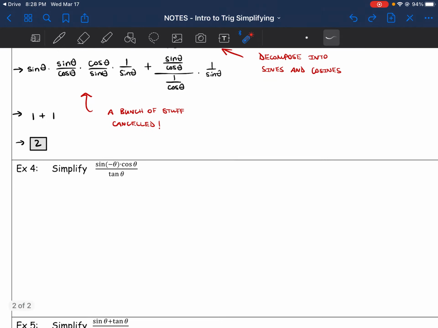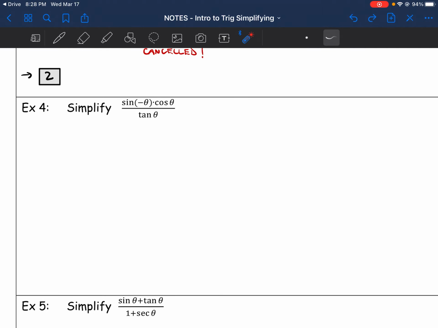All right, let's try this one here. Let's simplify the sine of negative theta times cosine theta divided by tangent theta. Notice we're getting the sine of a negative angle in here, so we're going to use our even and odd identities for this one. First things first, there's the problem. That's what we're starting with. A couple of things I'm going to do in one step here. I'm going to use the even and odd identities. We know the sine of negative theta is really negative sine of theta. And then I'm also going to decompose this tangent of theta into sine theta over cosine theta.